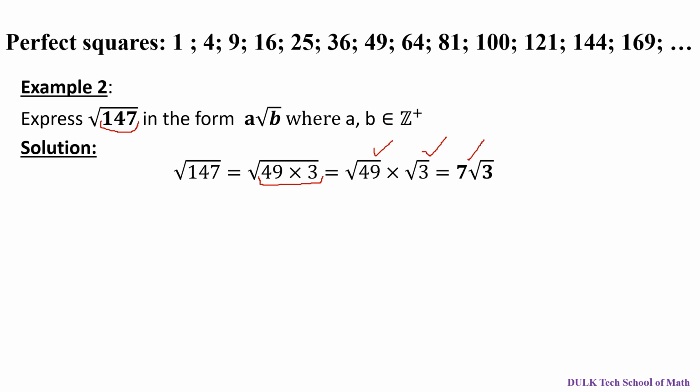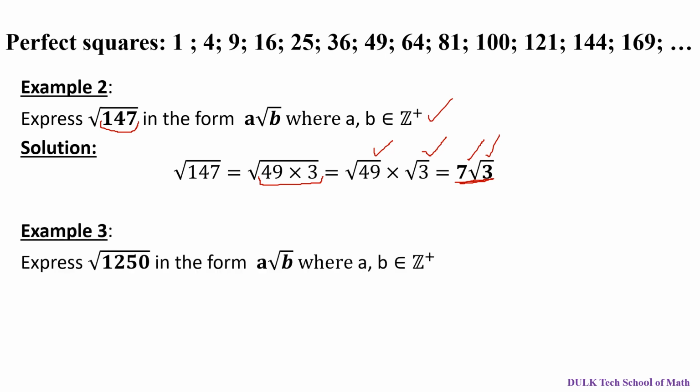The square root of 49 is 7. The square root of 3 is an irrational number, so we'll just write it. You will leave your answer in this form. So this is our final answer, 7 root 3. 7 root 3 is our final answer. Both 7 and 3 are positive integers, right?